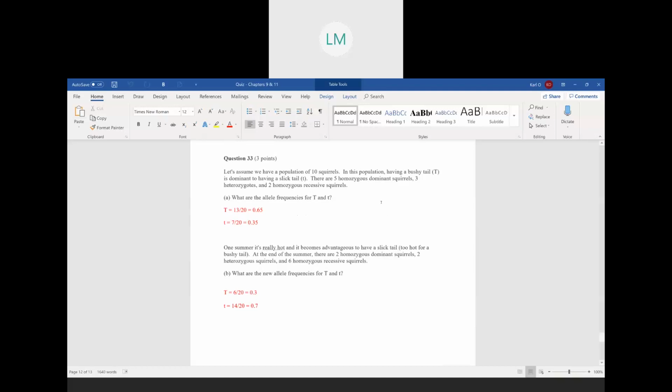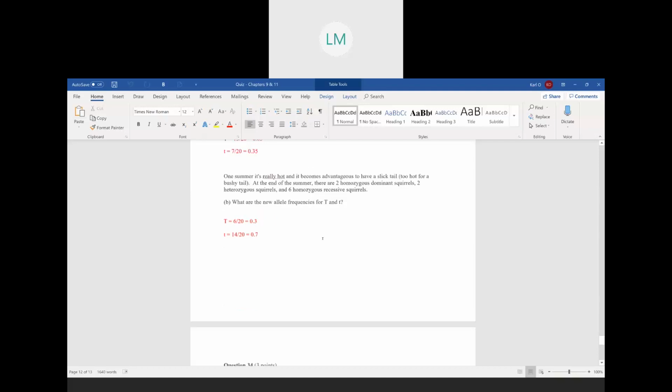The big T's, we can count these up. So in 5 homozygous dominant squirrels, there will be 10 big T's, right? They each have 2. In the heterozygotes, they each have 1. So that's 10, 11, 12, 13 big T alleles. So if we do 13 out of 20, that's 0.65 is our allele frequency for the big T. And then our little t, if we look at our homozygous recessive squirrels, there are 2 of those, so each of those have 2 alleles. That would be 4 alleles. And then 3 little t's from our heterozygotes gives us 7 out of 20, or 0.35.